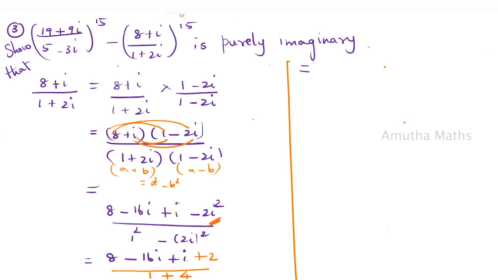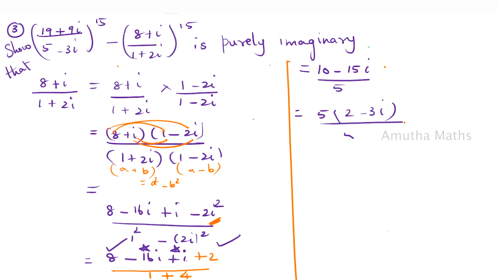So this is equal to, what will I get? Add these two and you add these two i parts. So I get 10 minus 15i. Okay, divided by 5. So this is equal to, if you take 5 common, so 2 minus 3i divided by 5. So these two 5 get cancelled and I will be left with 2 minus 3i. Okay.